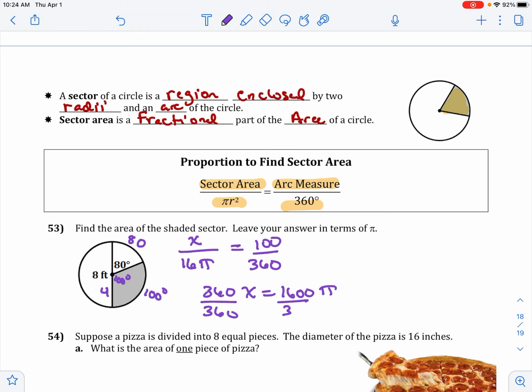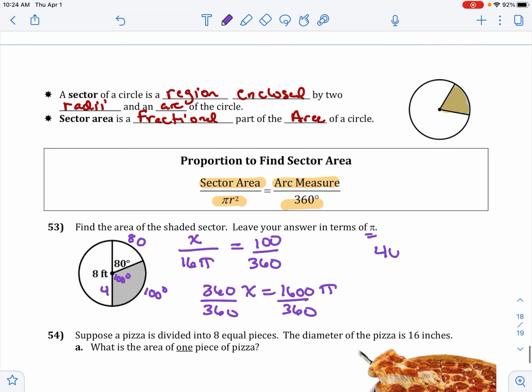Divide by 360, and again use a nice fraction reduced. So 1600 divided by 360 is not a nice number. It's 4.4 repeating, but since they want terms of pi, we're going to go ahead and use a really nice fraction. So let's do math fraction, and you actually get 40 over 9. So 40 pi over 9, and this would be feet squared because we're talking about area now. That will be feet squared.